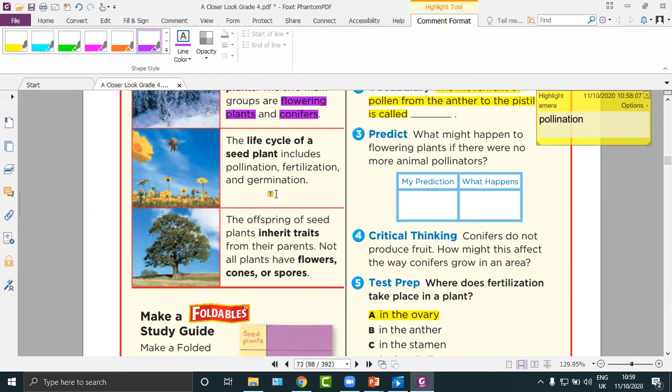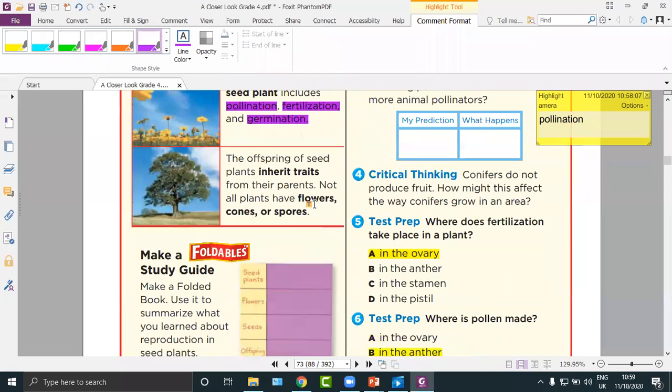Flowering plants. Here you can highlight flowering plants and conifer. Life cycle of seed plants includes pollination, fertilization, and germination. They inherit traits from the parents, have flowers, cones, or spores. Have you finished now? Yeah, I'm finished. Done. Okay, let's watch.